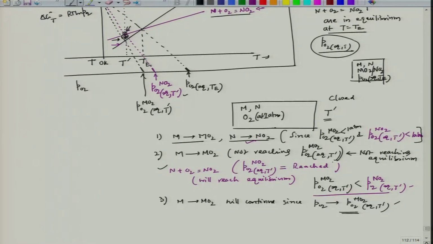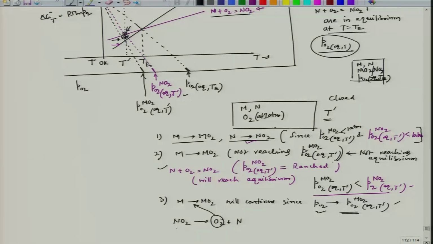So, that is what. NO2 will try to move to O2 plus N, and this oxygen will be supplied to this in order to have more oxidation. That is what is possible, that then only it will be possible to reach this partial pressure of oxygen in the system, to tend to be PO2 of MO2 at that temperature.